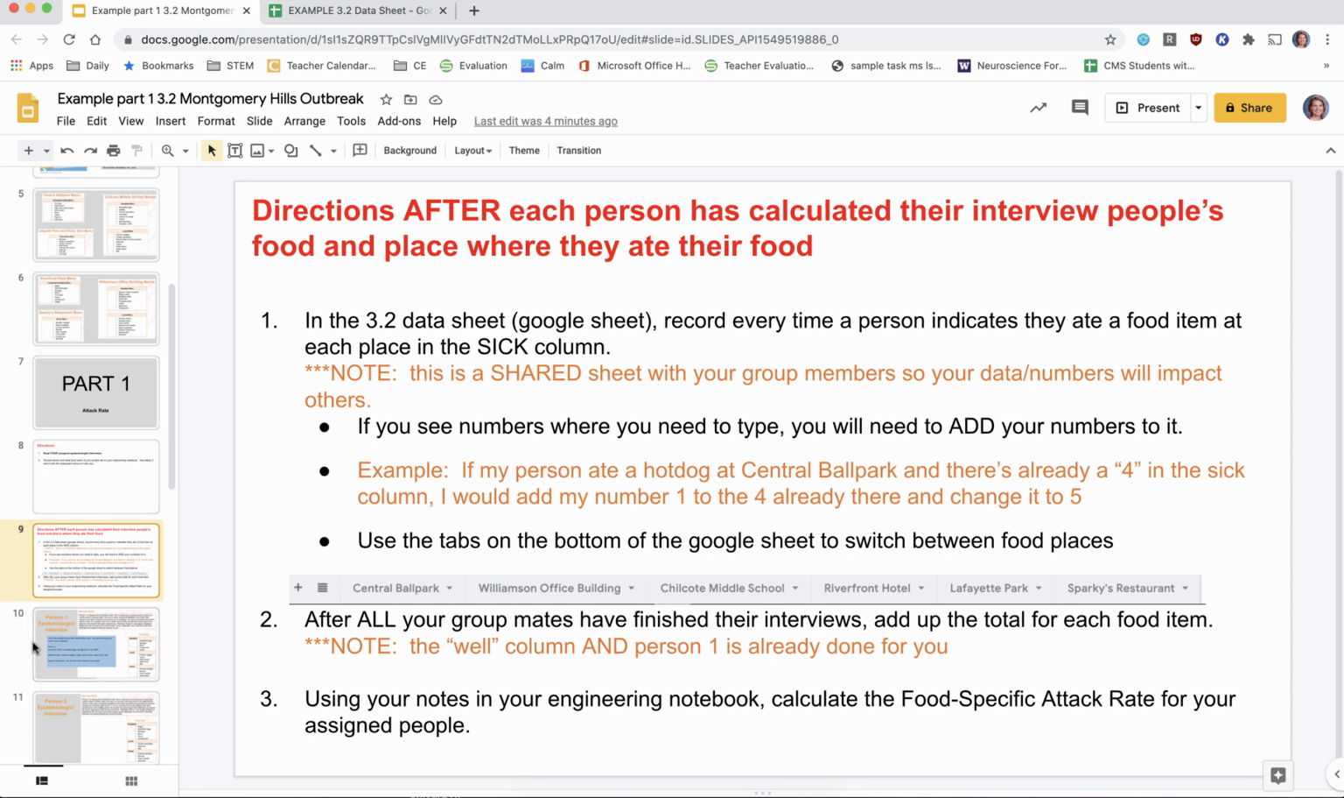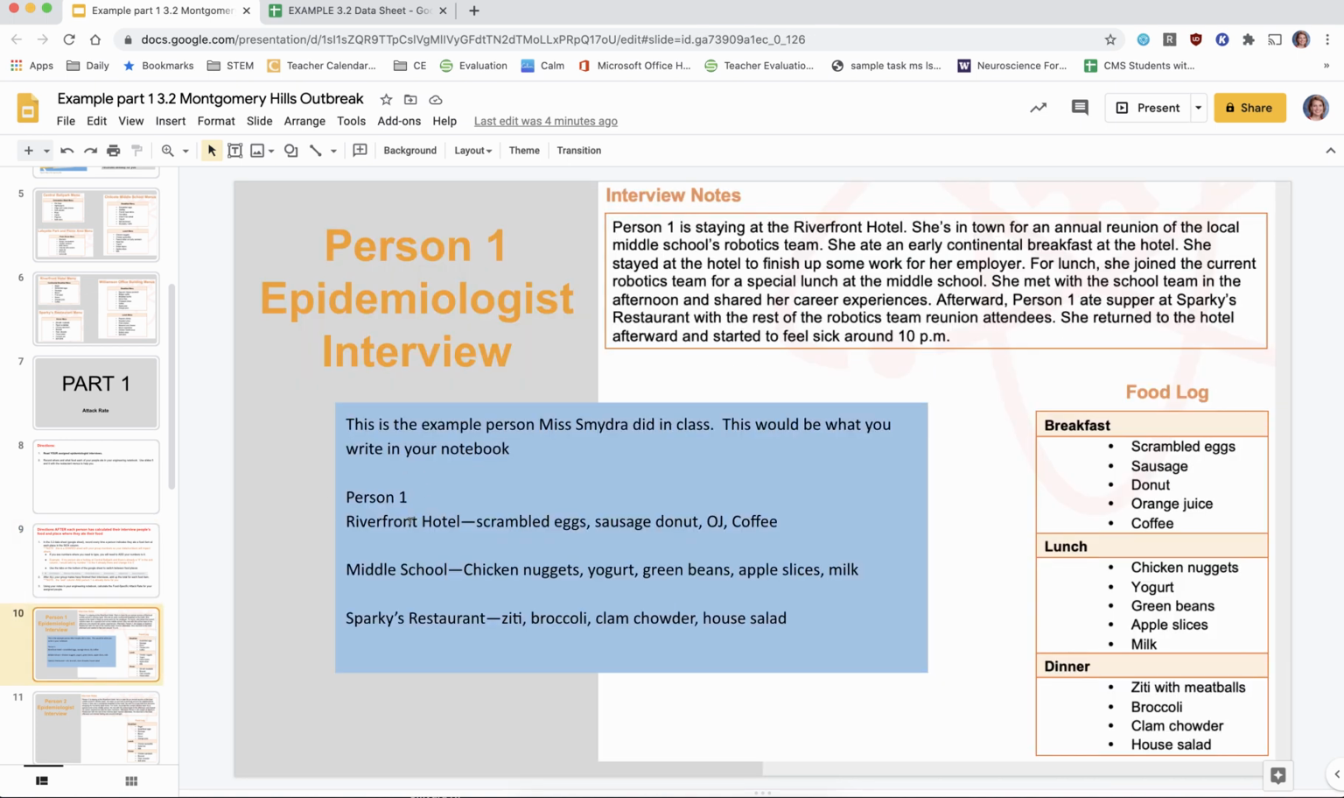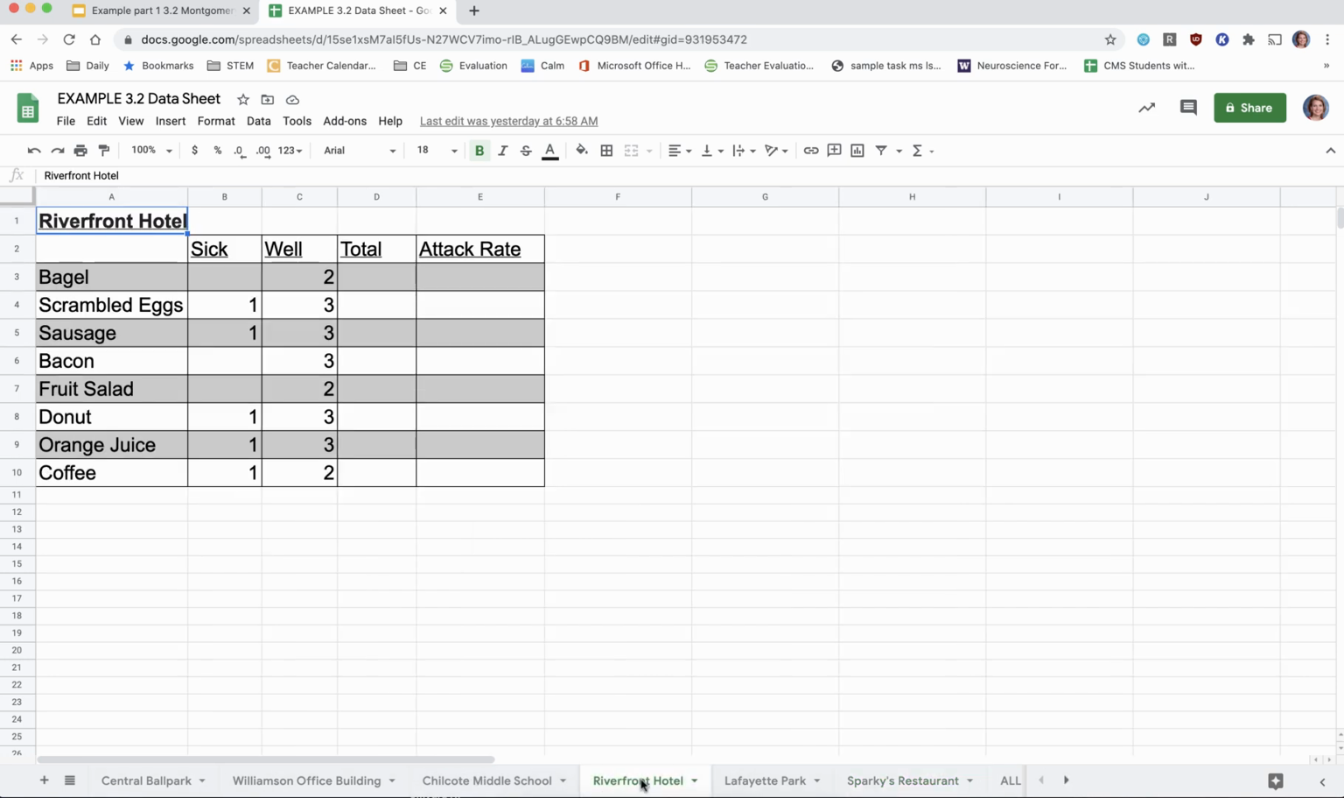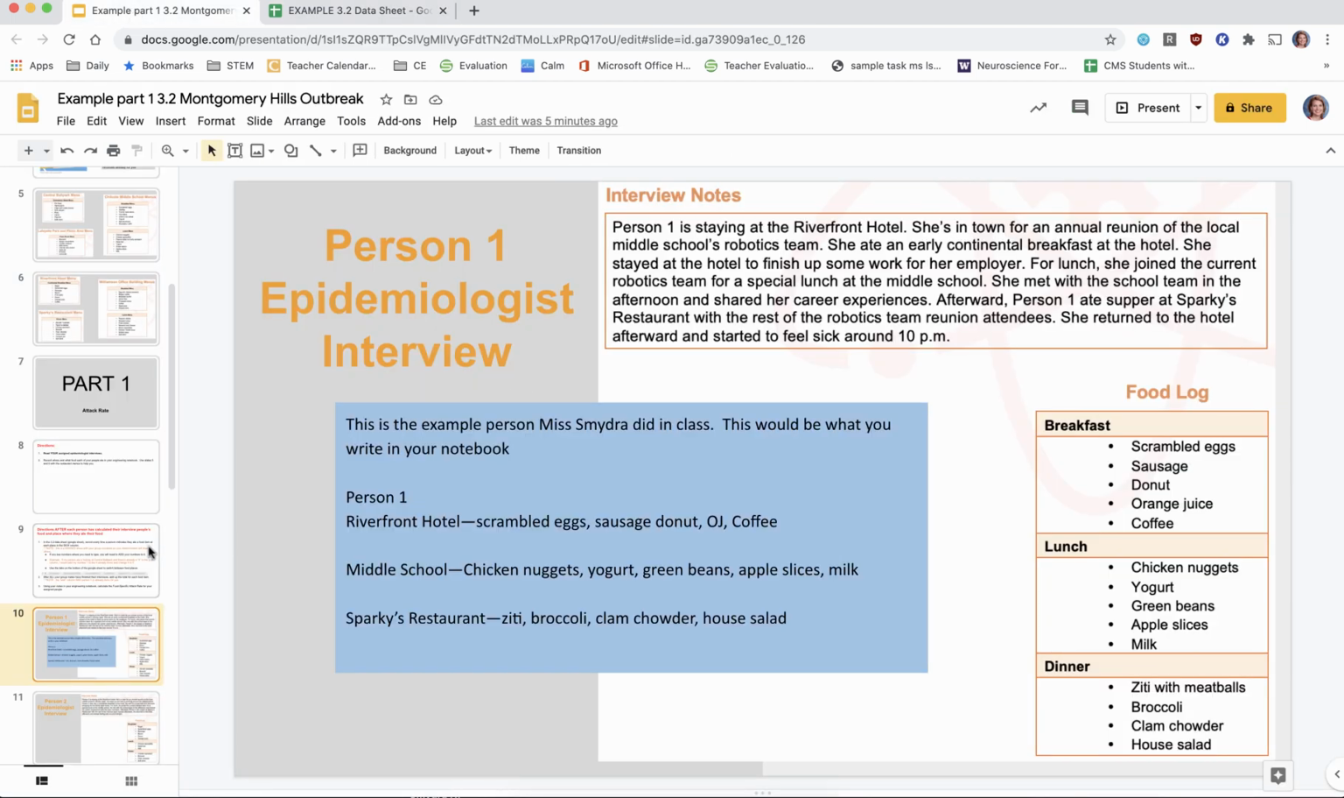So basically, if I was looking at my person, Riverfront Hotel, I'm going to use the little tabs at the very bottom to help me navigate it. So at Riverfront Hotel, I typed in that the person ate scrambled eggs, sausage, donut, orange juice, coffee. Say I had another person, hypothetically, who also had coffee, so I need to add another one in there. So 1 + 1 = 2, so I would change it. So you're going to have to type over each other's. Make sure you take some time with that.